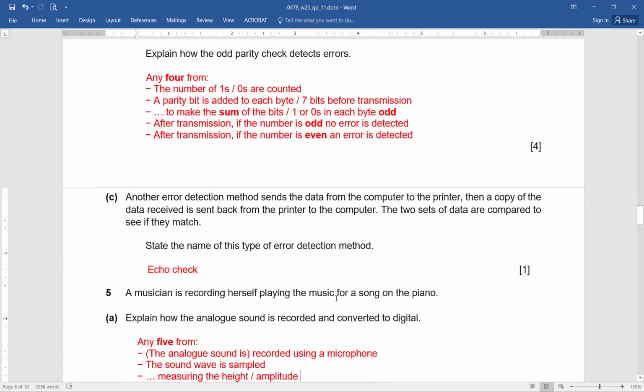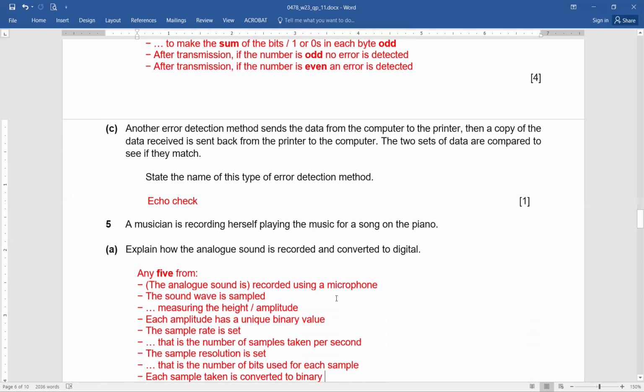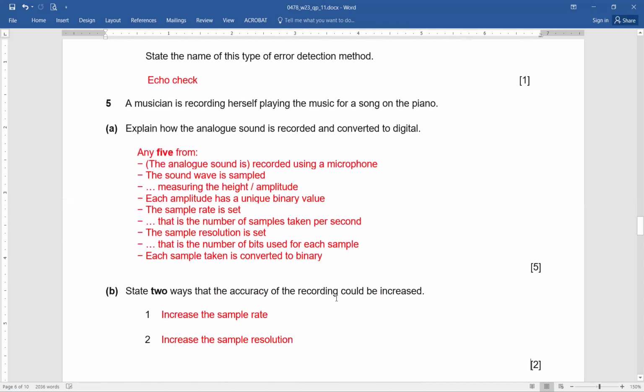Okay, question number 5. Any questions? I hope that you are clear about the explanation of how odd parity has been done. But by the way, if you're facing problems, there's a video you can watch on your own, and you will be able to understand the error detection techniques. Okay. Now, question number 5.